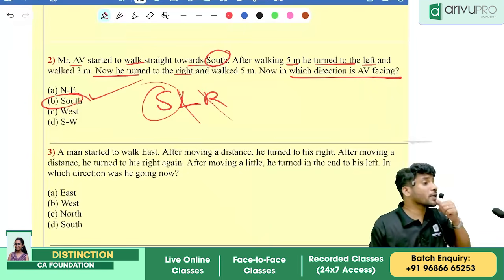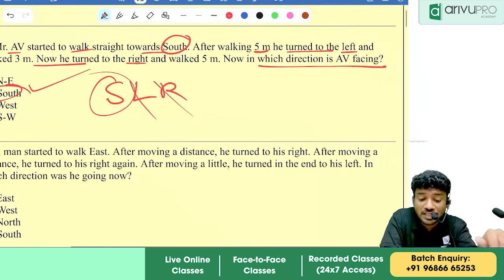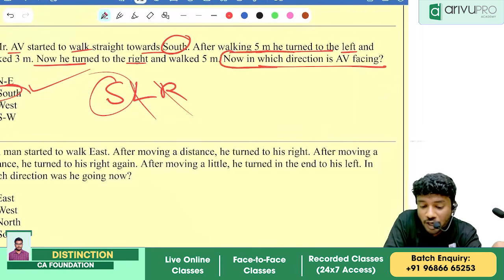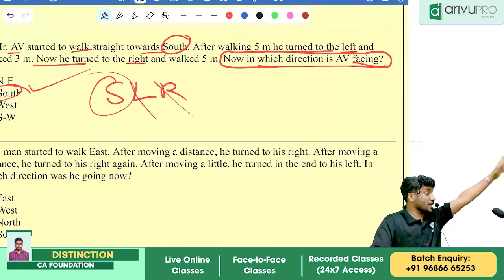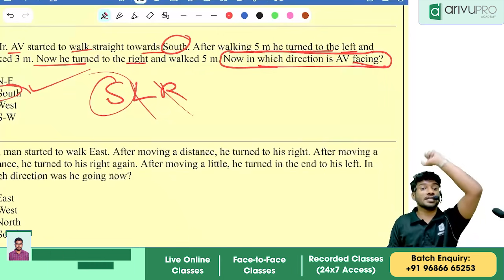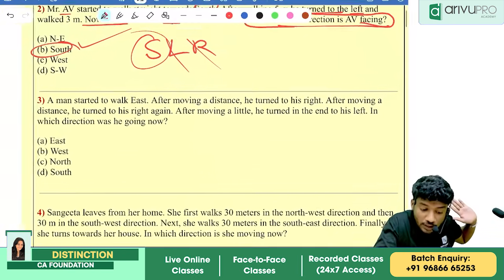Okay. Now my question is, how will you understand the question is based on this type? Always read the last line. Now in which direction is AB facing? He is facing which direction? He is looking in which direction? Whenever that is in the question, this type of way we can use. Look at the next question.